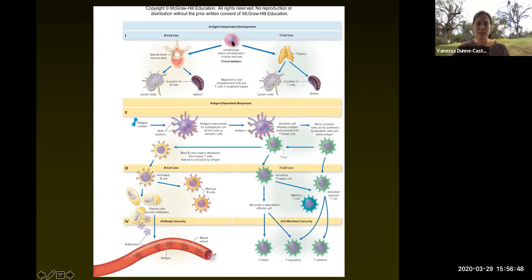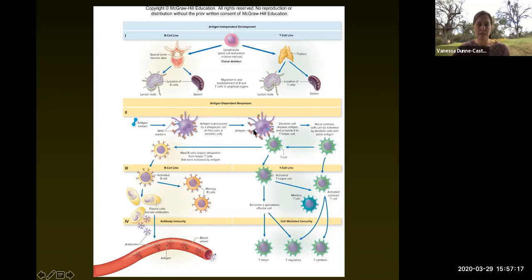Both of these, once they have undergone differentiation and clonal deletion, which we'll talk about here, then we call them naive cells. They've never seen pathogen or antigen before, but they're primed and they're ready to go. They're released out of their primary lymphoid organ and will always migrate to a secondary lymphoid organ, either the lymph nodes or the spleen. And here they hang out until they come in contact with antigen.